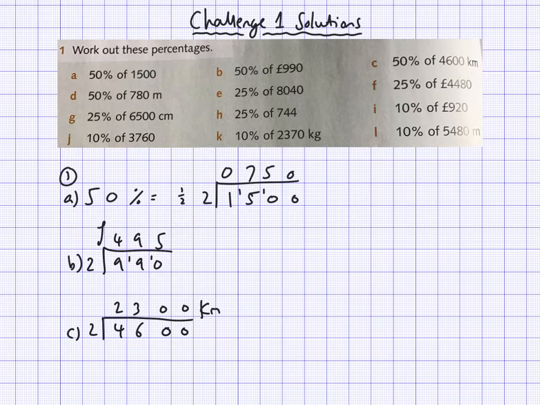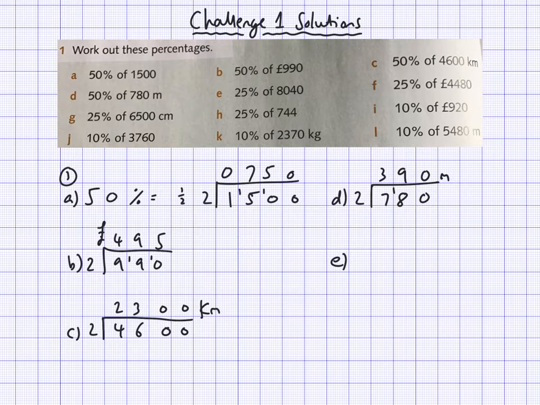And look, I made a mistake. I forgot to add in pounds for B. So you have to make sure you add in your unit of measure. It's very easy to forget that. I just forgot it there now. On the D, 50% of 780 metres this time. So again, I'm dividing by 2. And that gives me 390 metres.